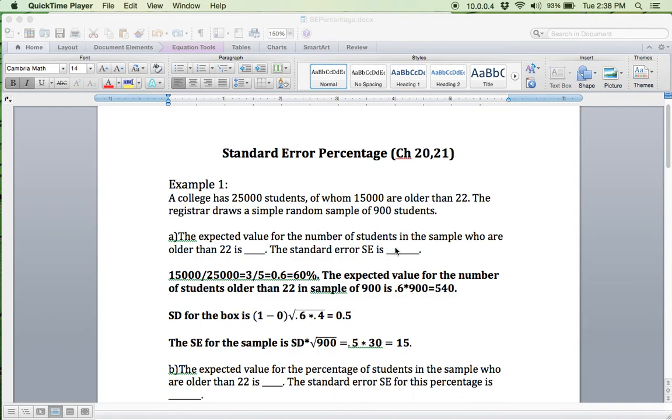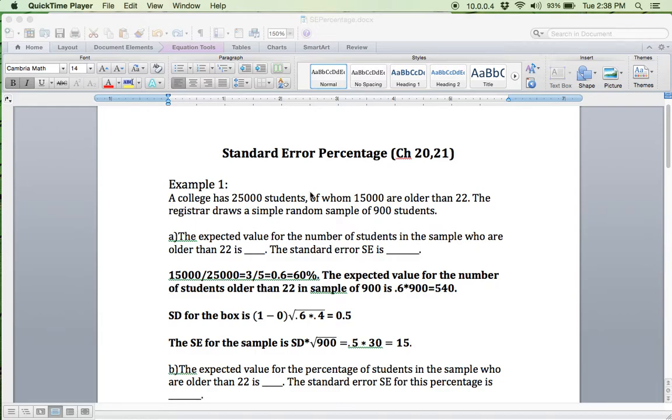Hi, this is chapter 20 and 21 about standard error percentage. So here's the first example. A college has 25,000 students and 15,000 of those are older than 22. And suppose that we take a simple random sample of 900 students.